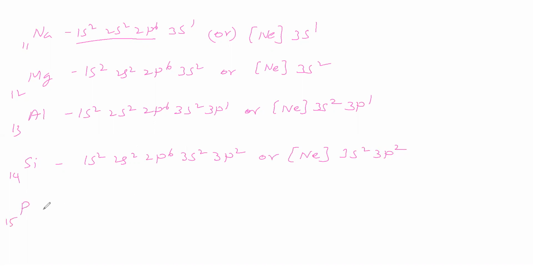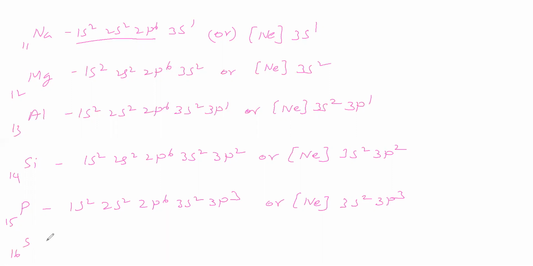Next phosphorus, atomic number 15, electronic configuration 1s2 2s2 2p6 3s2 3p3. It is also written as neon 3s2 3p3. 3s2 3p3 is the valence shell configuration. Valence shell contains 5 electrons for phosphorus.